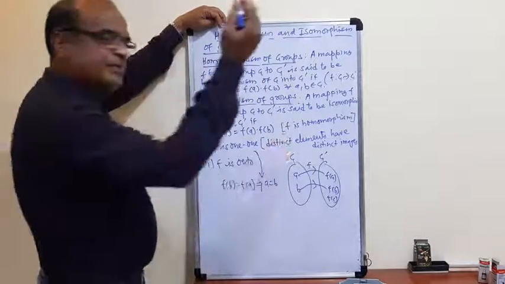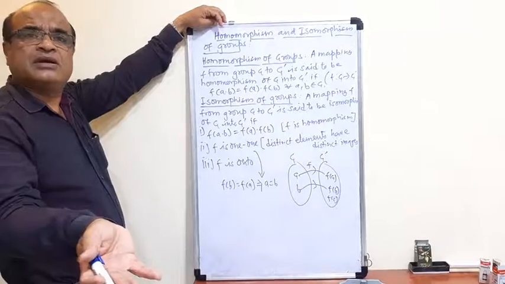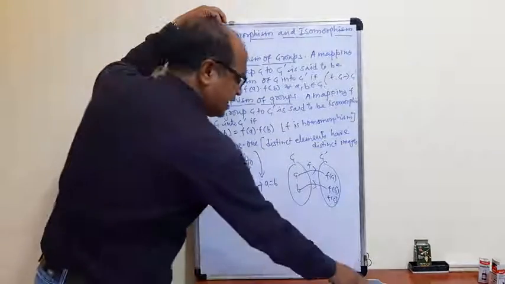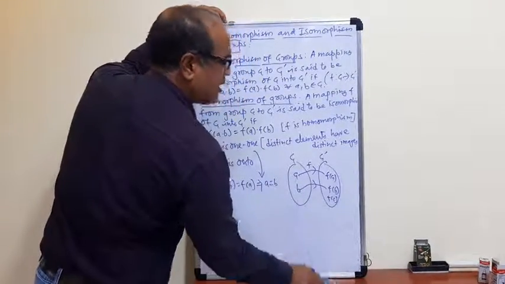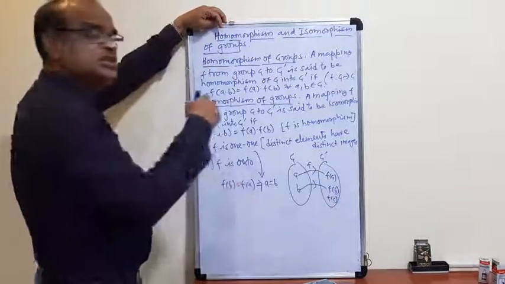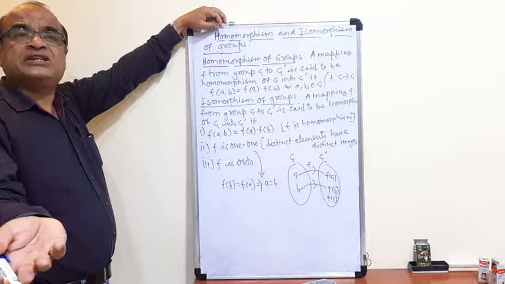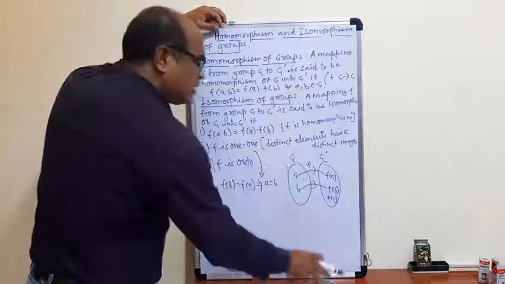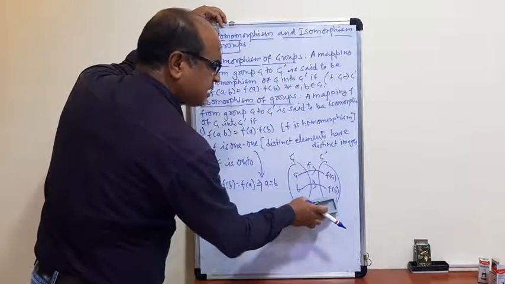Therefore, the function f is not an onto function. Not onto. So if every element of G dash has a pre-image in G, then the function is said to be onto, but this one is not onto. So this is an onto function.